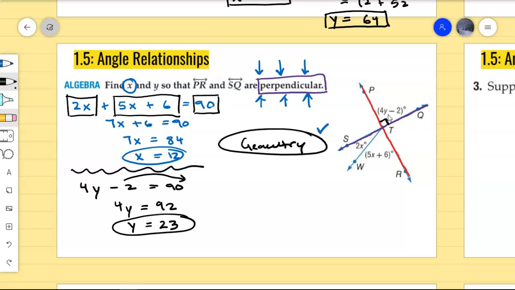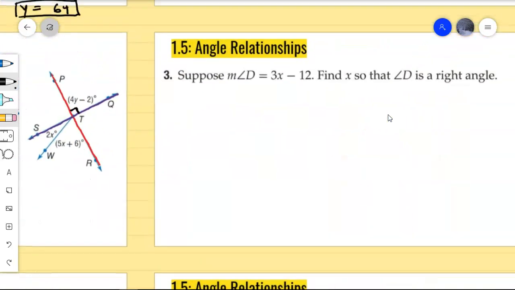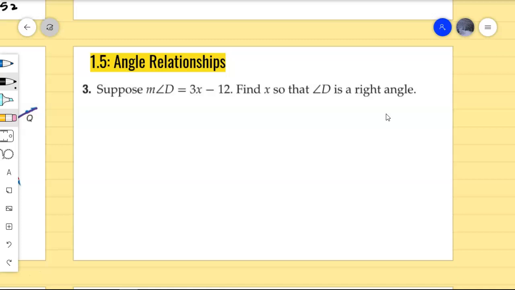But then after that, you need to use your algebra, and the reason why is because you need to solve that equation. So with the two together, you can get through almost any problem. Let's pause here, and I'd like you to take a moment and try this question by yourself.